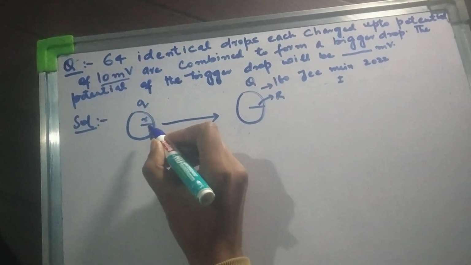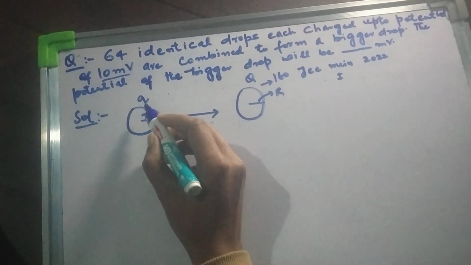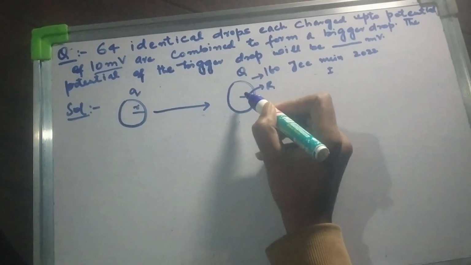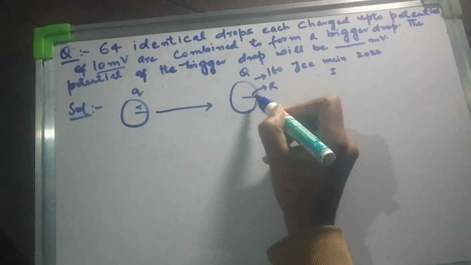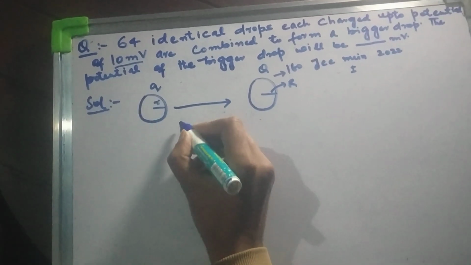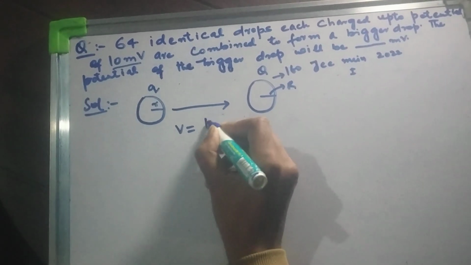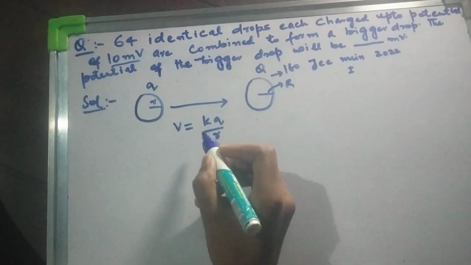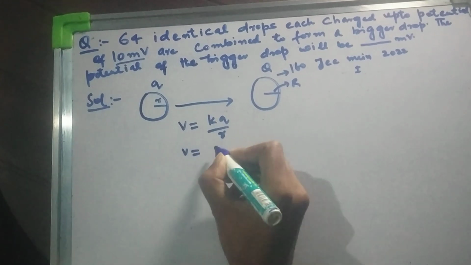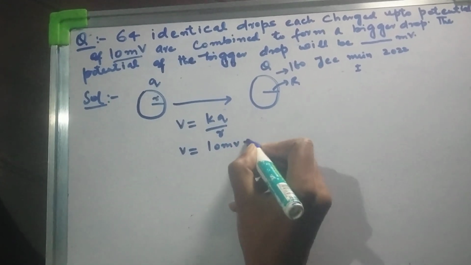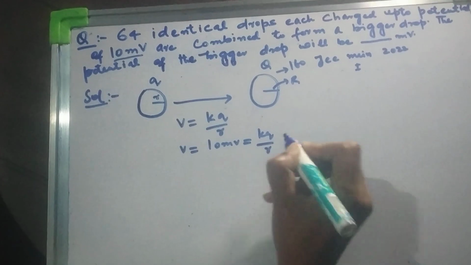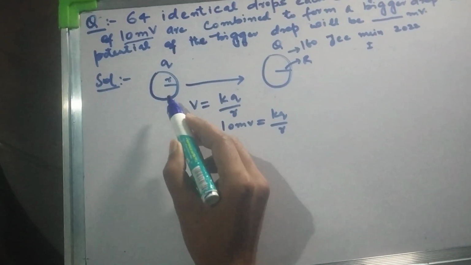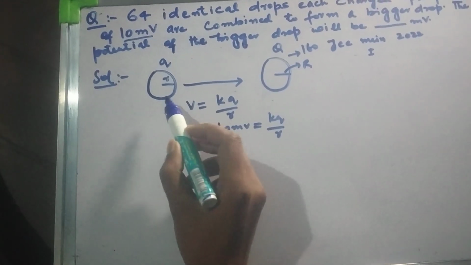Let's say this is a small drop, the charge of the small drop is small q and its radius is small r, and this is a bigger drop, with charge capital Q and radius capital R. We know the relation of potential: V equals kq upon r. Here V is 10 millivolt, which is given, equal to kq upon r. Now the shape of a drop is just like a sphere.